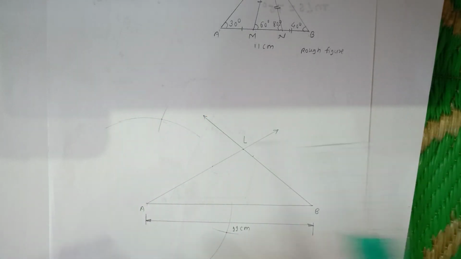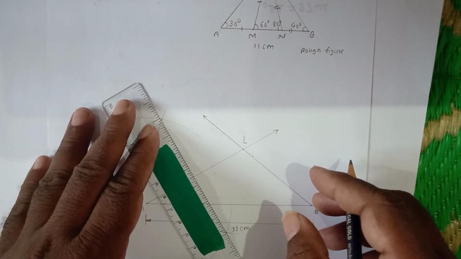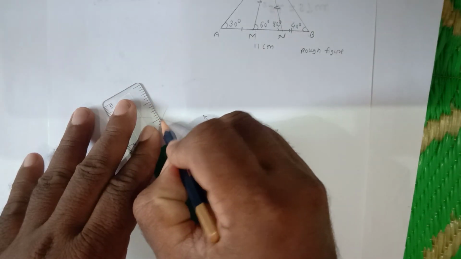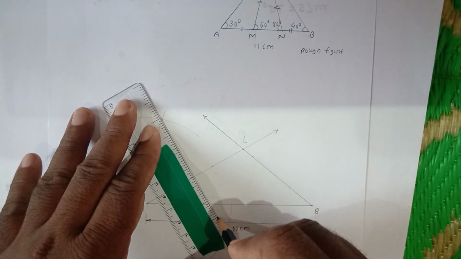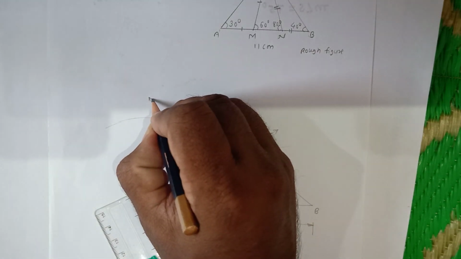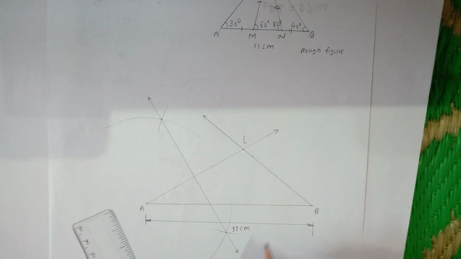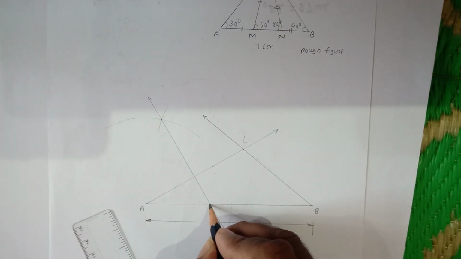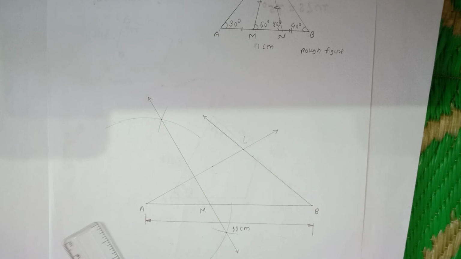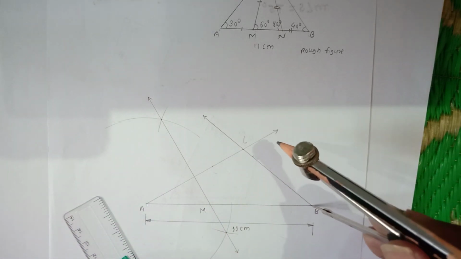point of intersection of these 2 arcs. So this is perpendicular bisector of AL. This perpendicular bisector meet AB at point M. This is point M.